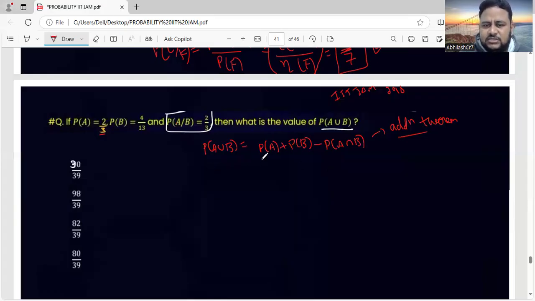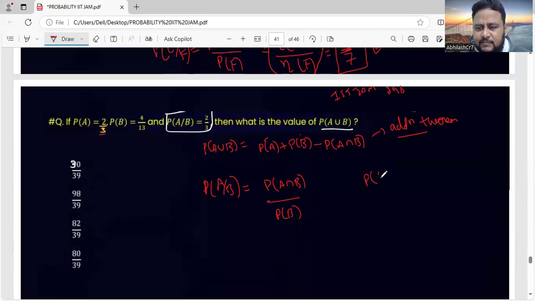Now this is the formula for probability of A union B. Now this is given, and we have to find out probability of A intersection B. We know that by conditional probability, probability of event A with respect to B is given by probability of A intersection B divided by probability of B. This is what we learned in the previous class. Probability of E with respect to F is equal to probability of E intersection F divided by probability of F.